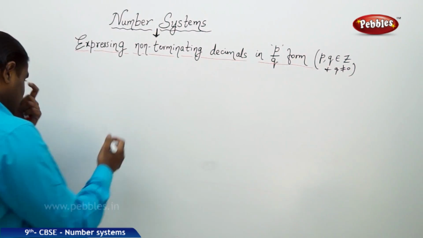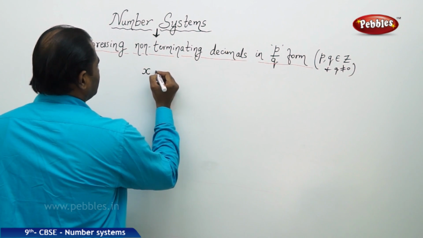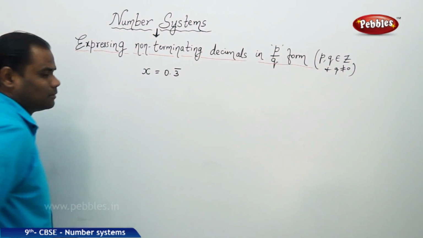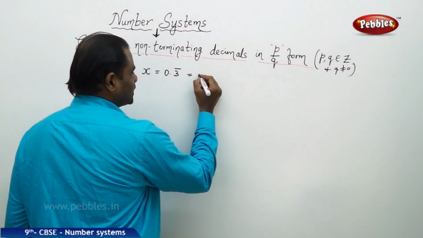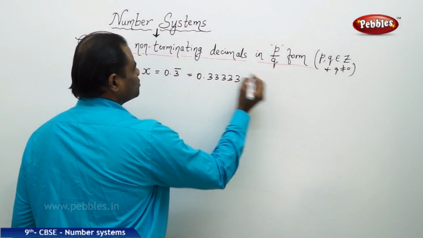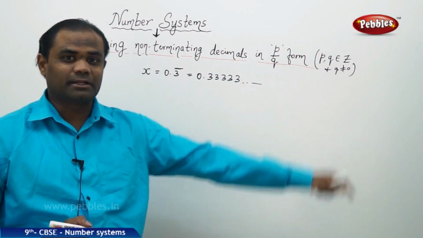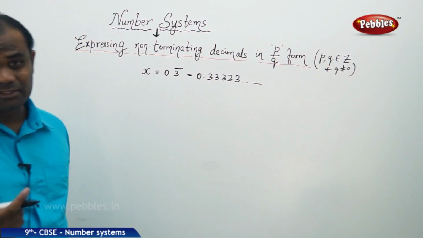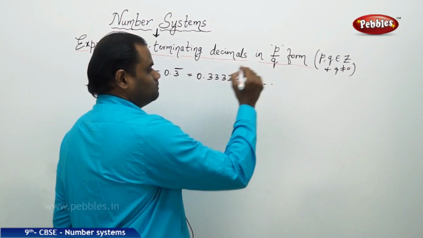For example, I take a non-terminating decimal denoted by x, 0.3 bar. Now the bar is what we have learnt in the lower classes to be a repeating number, which is denoted with a bar. So the bar indicates that 3 repeats infinite times. So 0.3 bar implies this can be written as 0.33333 and so on and so forth.